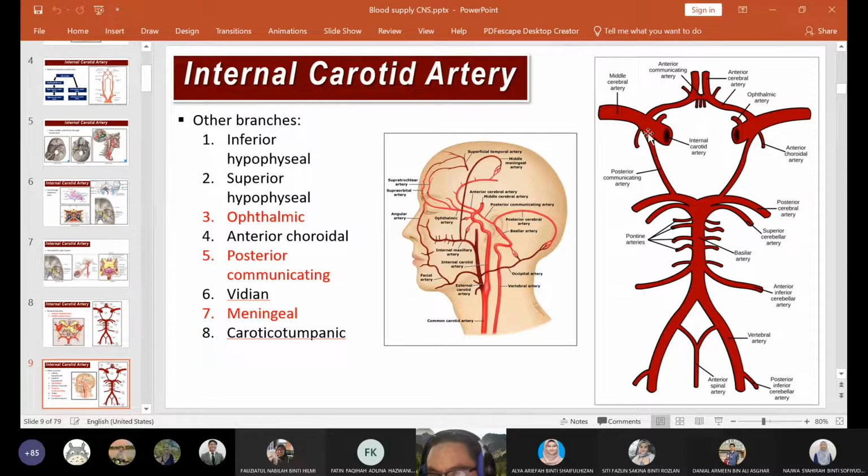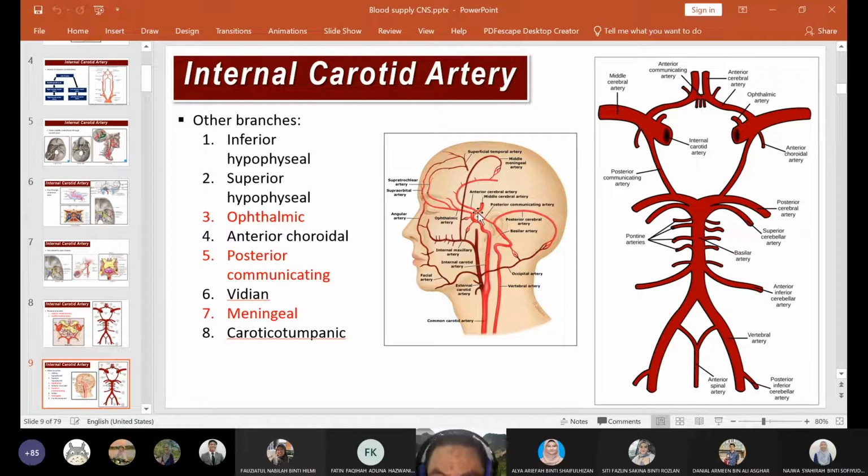Here is another branch of the internal carotid artery. Don't worry about it. We will go through one by one, and you will find it easier afterwards. Don't worry. So meningeal is for the meninges. Vidian, and this one is outlying, ignore je. Okay, so this is another picture.